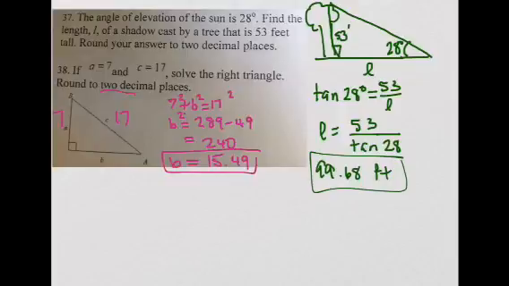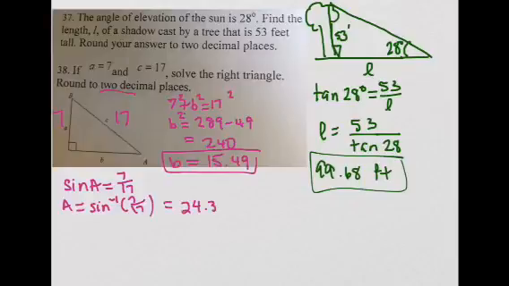For angle A, since you were given side A and the hypotenuse, we're going to use sine of A. So sine of A is 7 over 17, opposite over hypotenuse, so A is inverse sine of 7 over 17. And that gives you 24.32, and don't forget it's degrees.